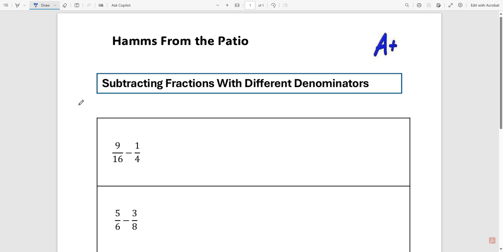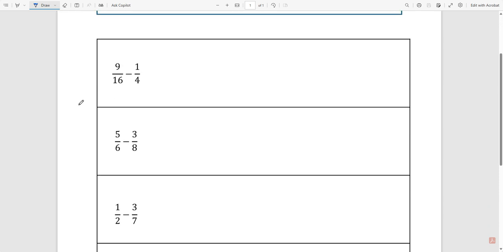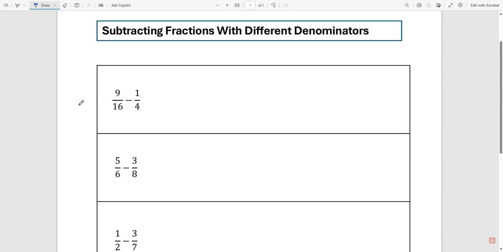When subtracting fractions with different denominators, we'll look for the least common denominator or least common multiple, or the smallest number that both denominators will divide into evenly, and use that as our denominator, and then just simply subtract the numerators like you would do if the denominators were the same.